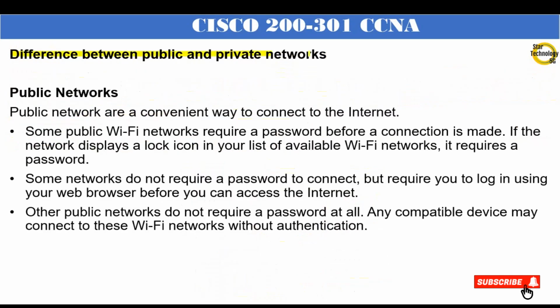Difference between public and private networks. Public networks. Public networks are a convenient way to connect to the Internet. Some public Wi-Fi networks require a password before a connection is made. If the network displays a lock icon in your list of available Wi-Fi networks, it requires a password.